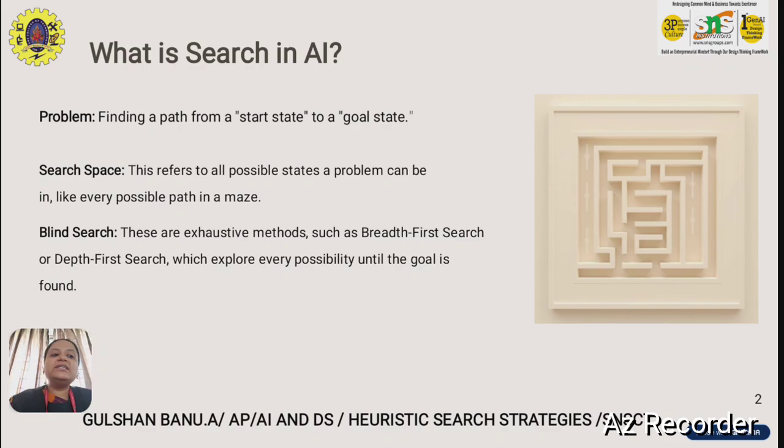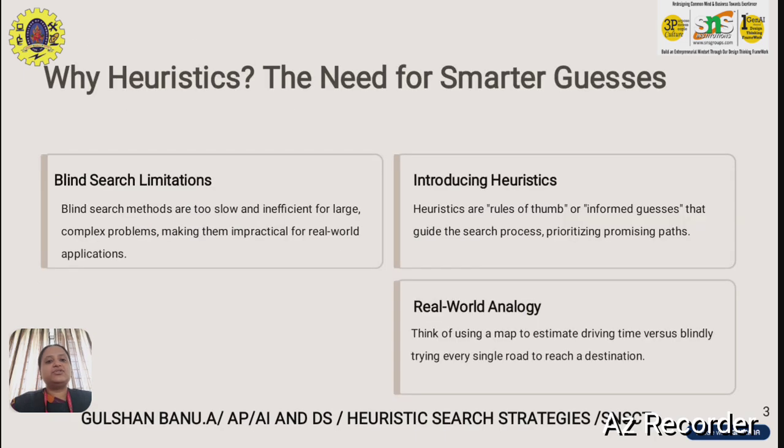Now blind search is a process in which you have no information about anything and you have to search the space. This is actually an exhaustive method. Breadth first search and depth first search are examples of this blind search.